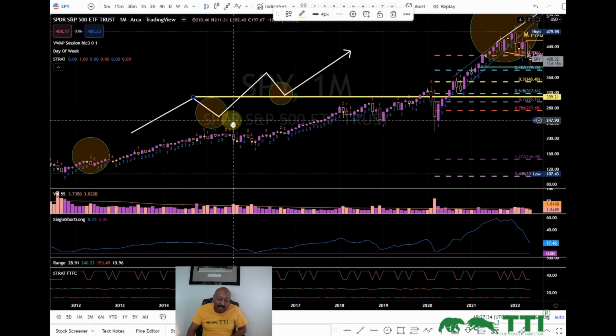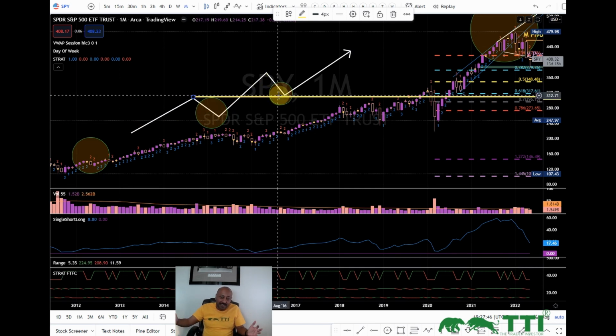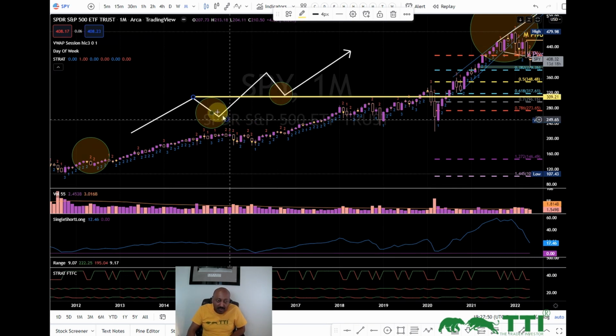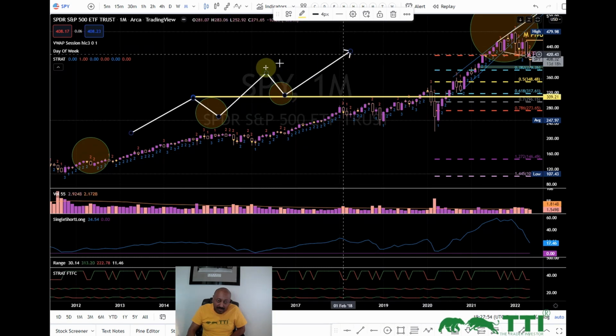So area of value, we will define how we find that area of value. How do you find these turning points? We'll talk about that momentarily. But the idea is when you have the structure, you follow the structure until the structure is broken, and you find an area of value to enter. You don't chase, because you don't want to chase.